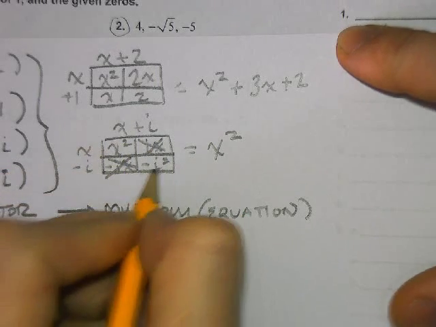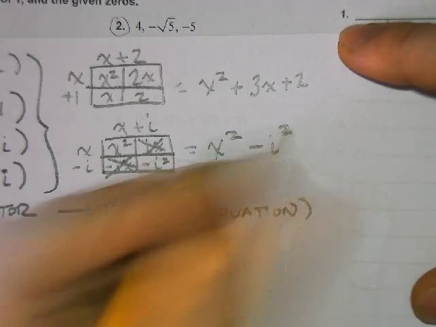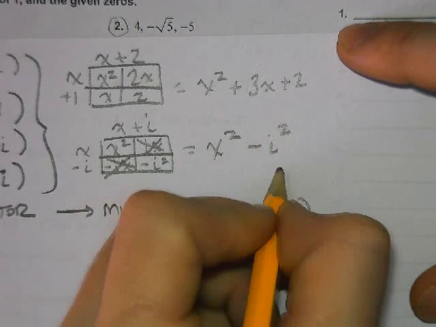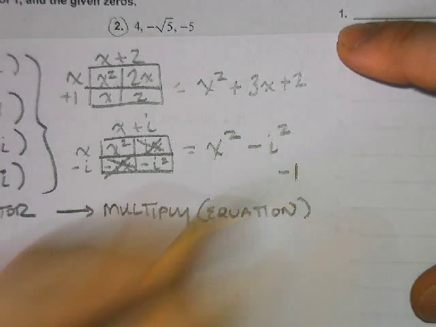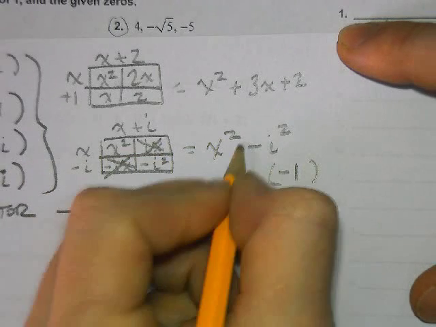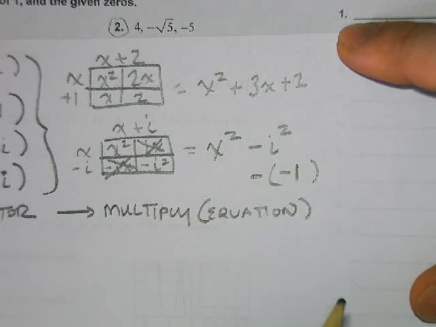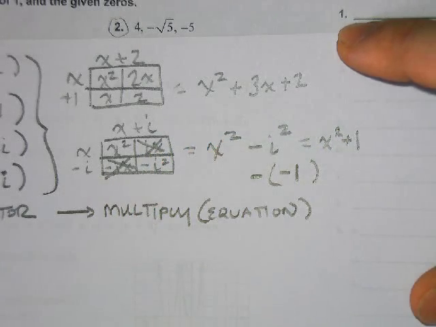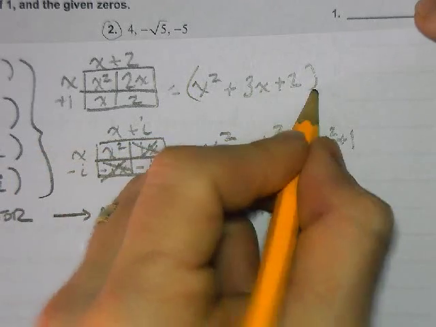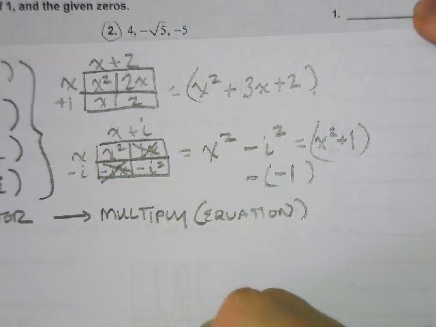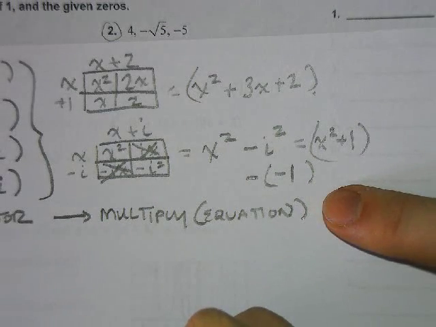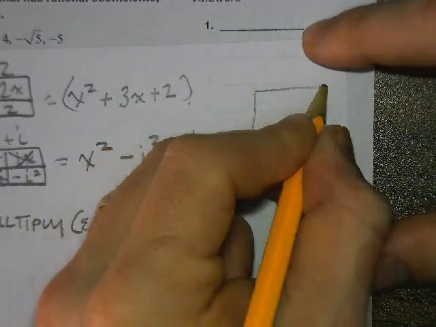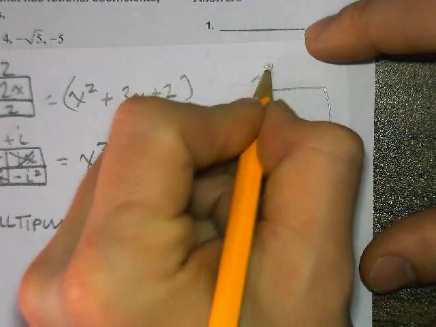Let's talk about this minus i squared term. i squared is just negative 1. So what we're saying is that this is a minus a negative 1. So in other words, x squared plus 1. So we're going to multiply x squared plus 3x plus 2 by x squared plus 1 for our final equation. So we have one more box to do, and we're going to multiply again x squared plus 3x plus 2 by x squared plus 1.